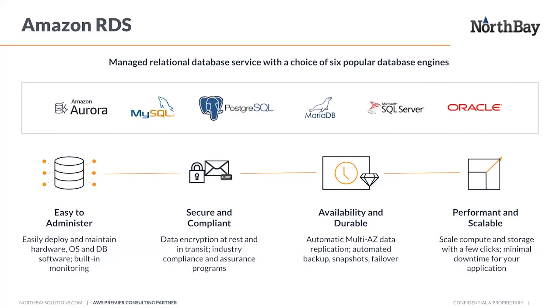Then performant and scalable: scale compute and storage with a few clicks, with minimal downtime for your application. As I said, like we saw in the previous slide, you can change the instance type, instance class and all that with a few clicks, and it's minimal downtime. And if you have architected it well enough that it has multi-AZ and all that, I don't see much downtime happening there, right? You can also have different models of deployment. I'm not sure if you are aware of things like blue-green deployment or canary deployment. There are different mechanisms that can be followed while doing this.